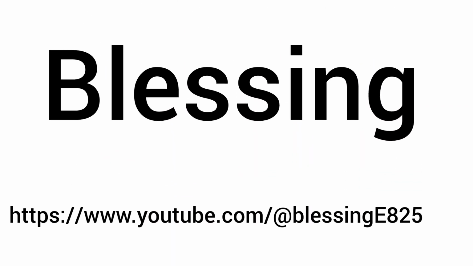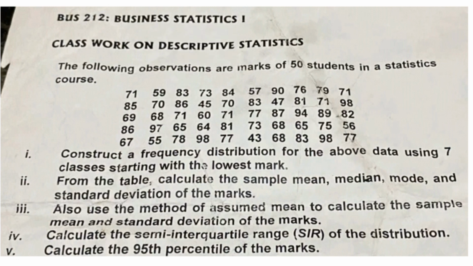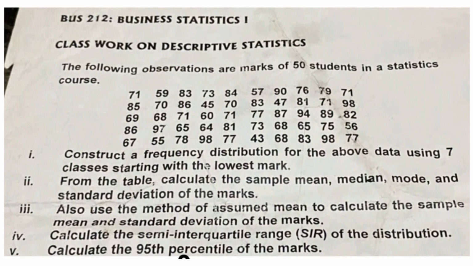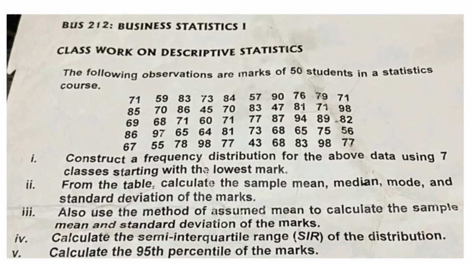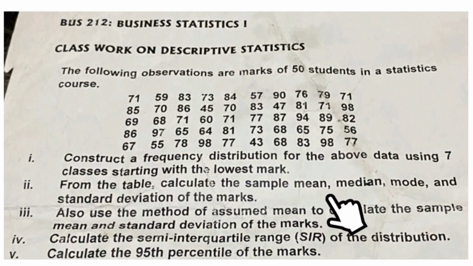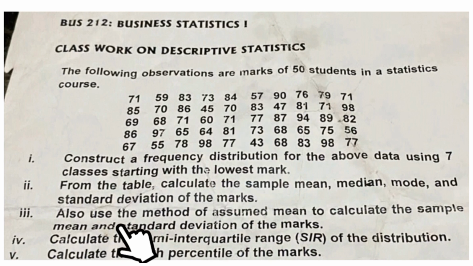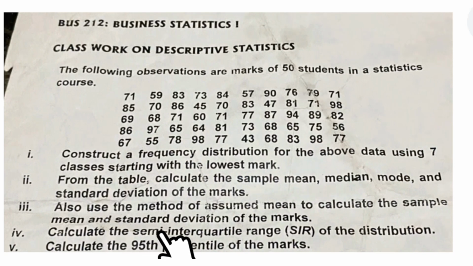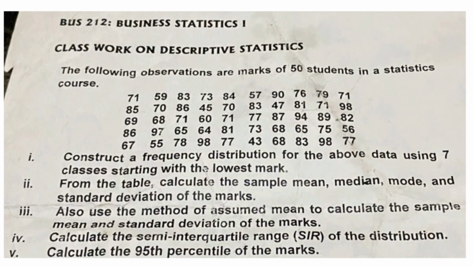Welcome to my channel. This is the last solution to the business statistics challenge, where we're expected to calculate the 95th percentile of the mass. Please do well to watch previous videos where we constructed the frequency distribution for this data and also calculated the sample mean, median, mode, and standard deviation of these mass. We also used the method of assumed mean to calculate the sample mean and standard deviation of these mass. The last video before now also calculated the semi-interquartile range of this distribution. Please watch previous videos for better clarity about this challenge.